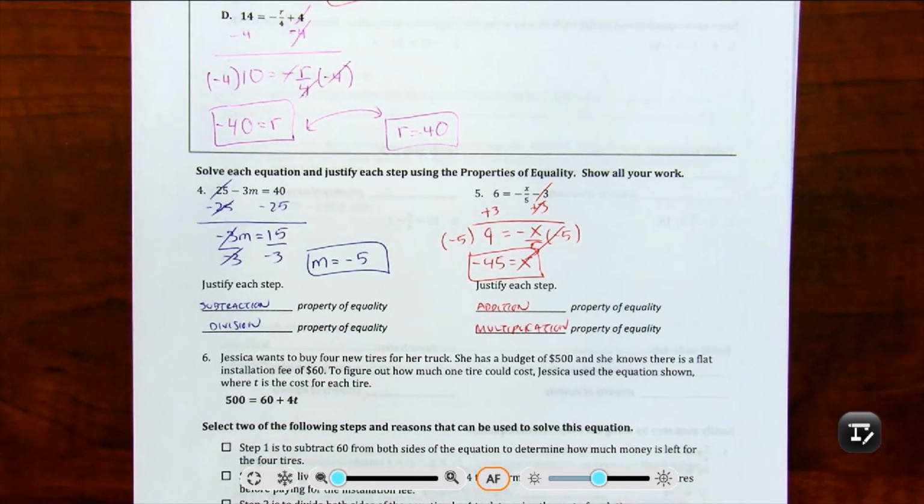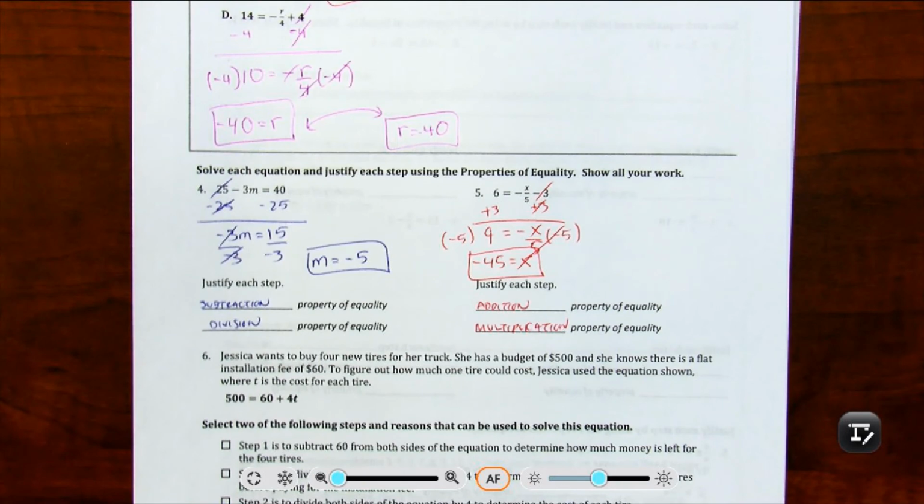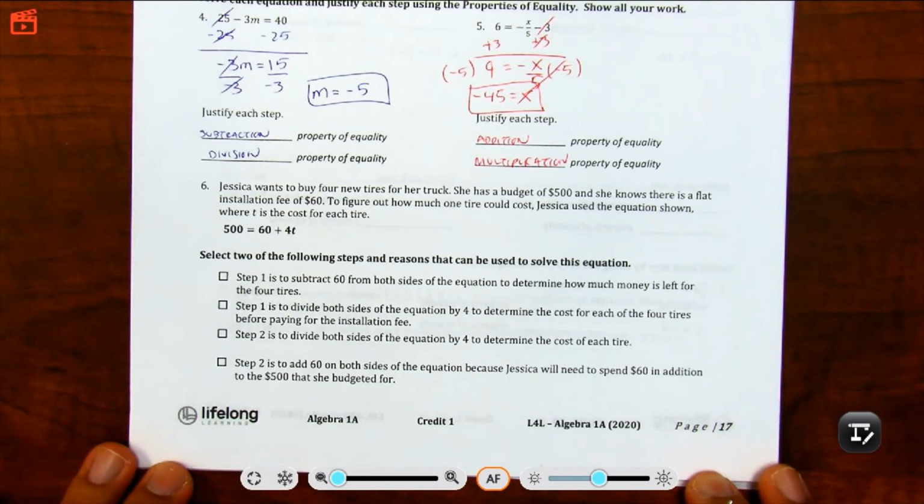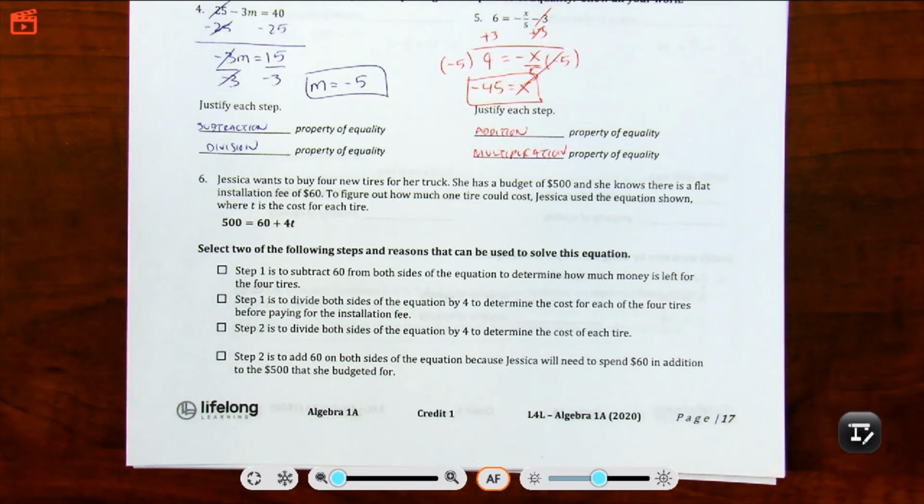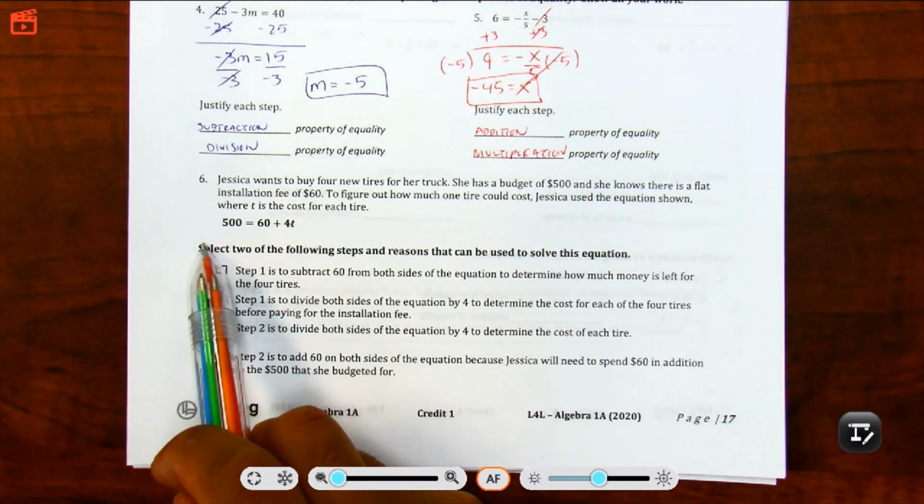Okay, problem number 6. So this is a word problem. So let's read it and let's try to find the solution. Jessica wants to buy 4 new tires for her truck. She has a budget of $500 and she knows there is a flat installation fee of $60. To figure out how much one tire would cost, Jessica used the equation shown where T is the cost for each tire. So the equation is 500 is equal to 60 plus 4T. 500 is because she has $500. 60 is the installation fee, and she needs 4 tires for her car. T stands for tires.